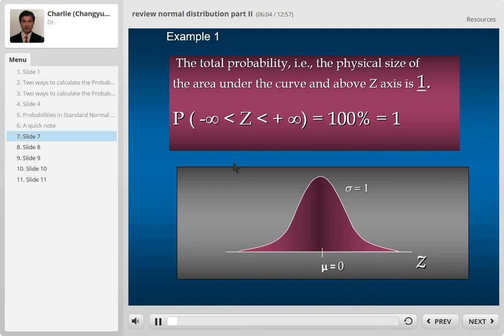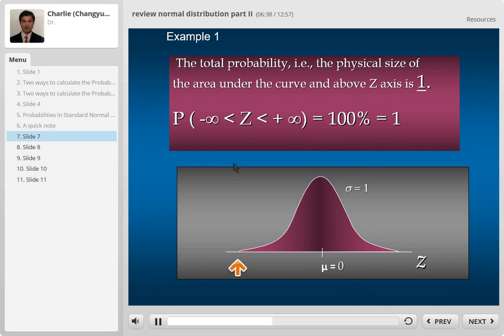In the rest of this session, we're going to work on several examples. Here's the first example. The total probability, in other words, the physical size of the area under this curve and above the z-axis, is always 1. Mathematically, we write it this way: probability of z bigger than negative infinity, smaller than positive infinity, equals 100%, equals 1.